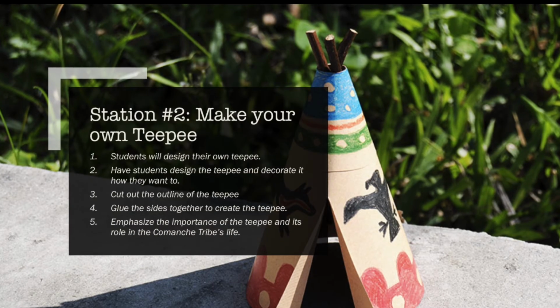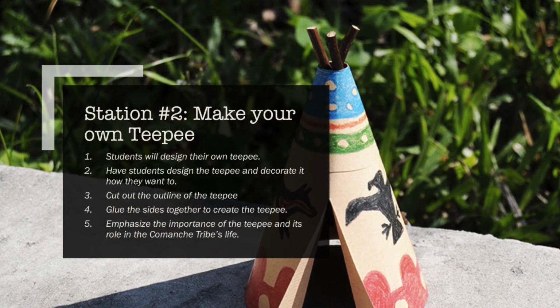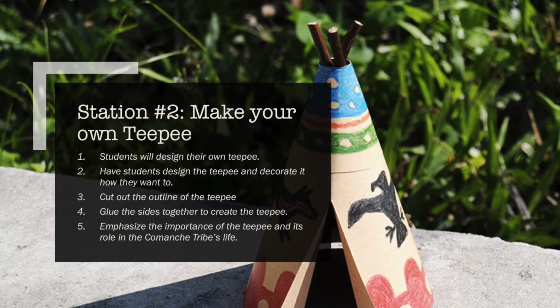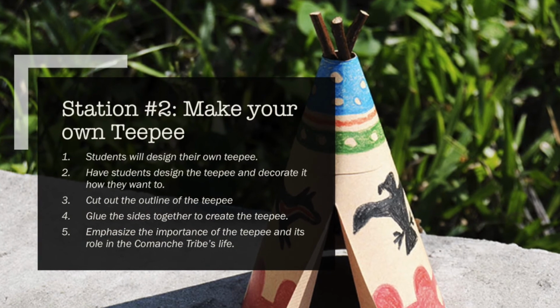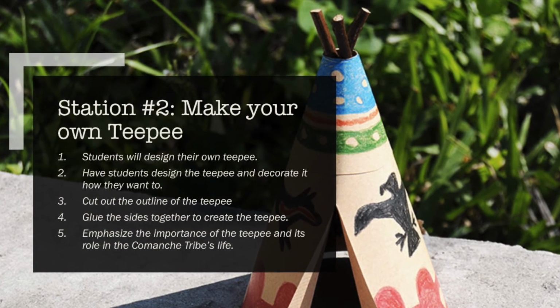In activity number 2, students can decorate a piece of paper and then glue it to look like a teepee. They can decorate it with different symbols that we've learned that the Native Americans used.